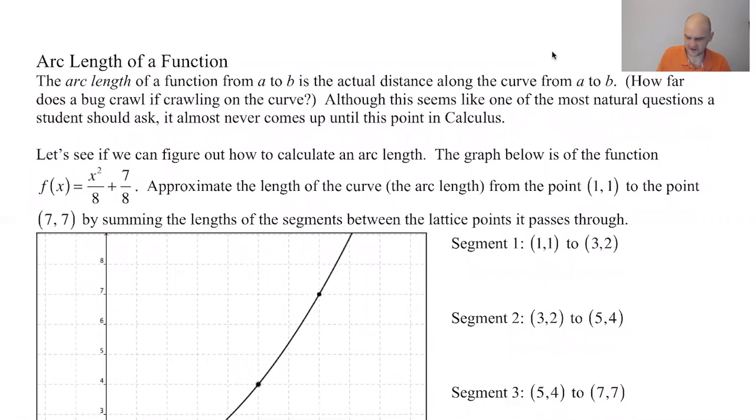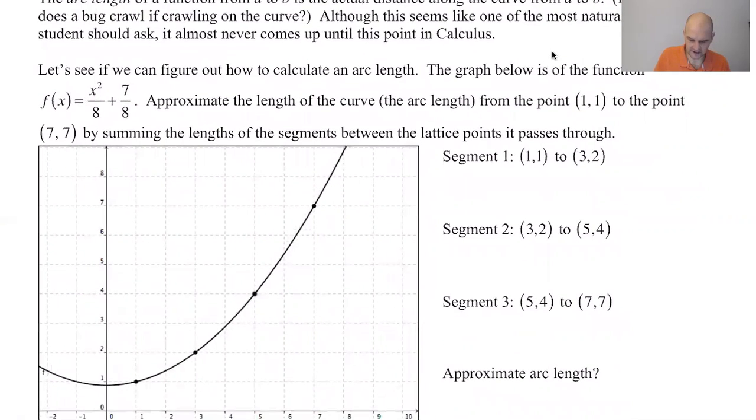So we're essentially saying, if the curve was a path that something was crawling along, say an ant or a bug, how far does the bug crawl if it crawls from one point to another point? That's what we want to try to answer. So let's see if we can work out where this comes from.